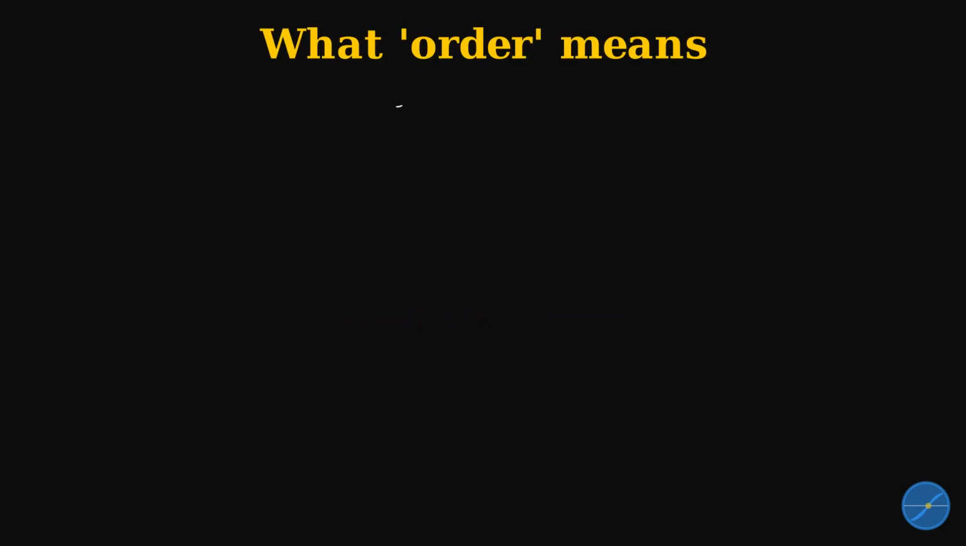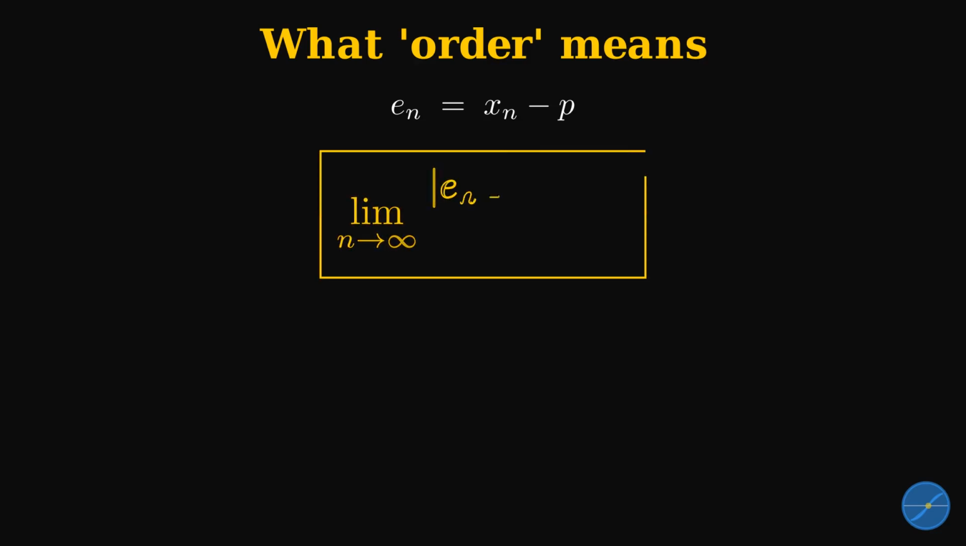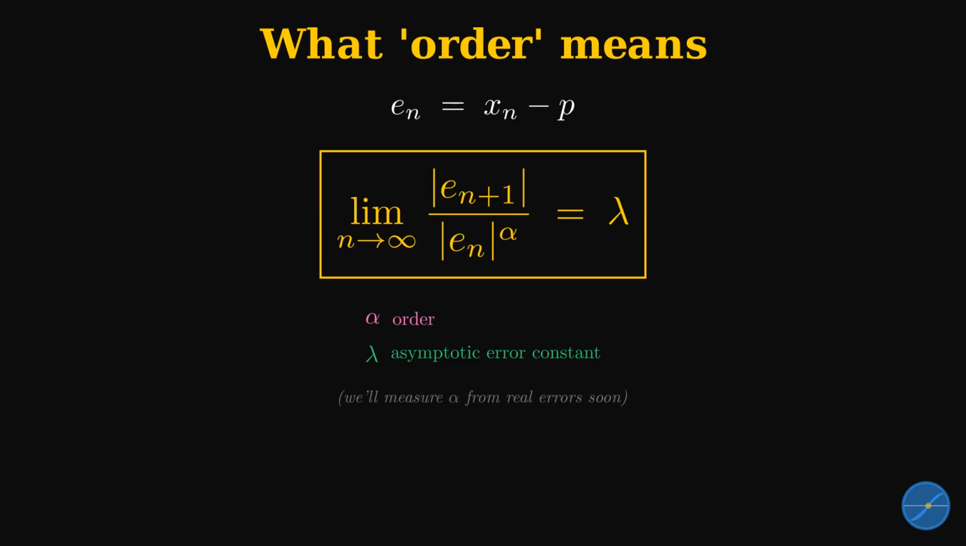First, the definition. Let En be the error at step n, how far xn is from the true root p. A method converges with order alpha if the errors settle into this relationship. Alpha is the order. Lambda, a positive constant, is the asymptotic error constant. We don't assume alpha, we find it later by watching the real errors settle.